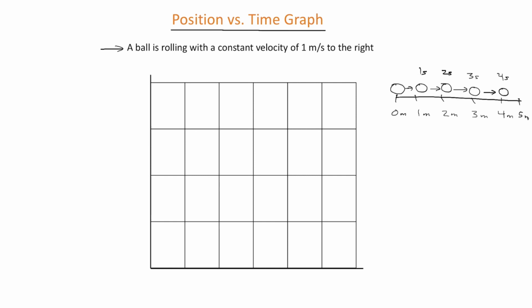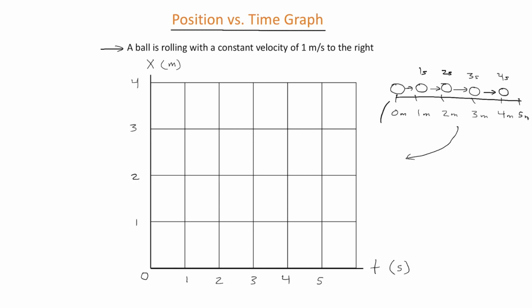And now we're going to graph this motion on this position versus time graph. We're going to start by labeling our axes. So for a position versus time graph, you have time on the x-axis. In this case, the units are seconds. And then you have position on the y-axis. And in this case, the units are meters. I'll then put some numbers on my axes. And now we're ready to plot our motion.